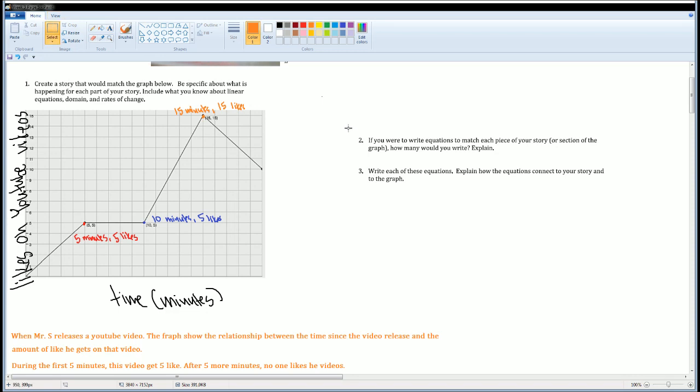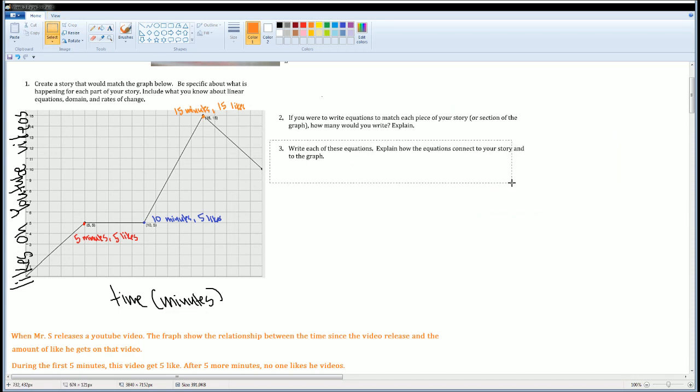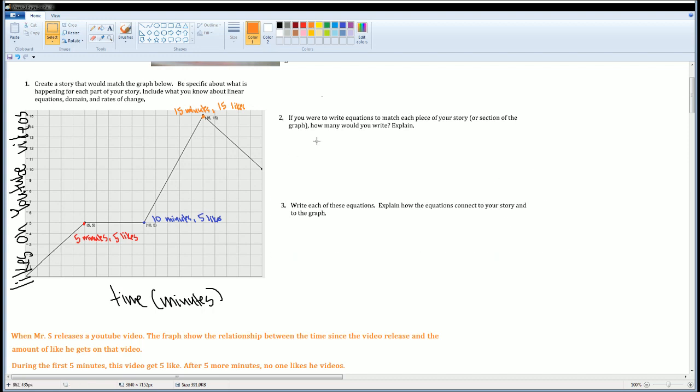All right, good. So how would you write your equations for each piece? All these are linear equations, and when we write our linear equations, it's very easy to write y equals mx plus b. So let's do the first one in red. The y-intercept b here is gonna be 0, and the slope is 5 over 5, which is just 1. So this would be y equals 1x plus 0. That would be the first one.